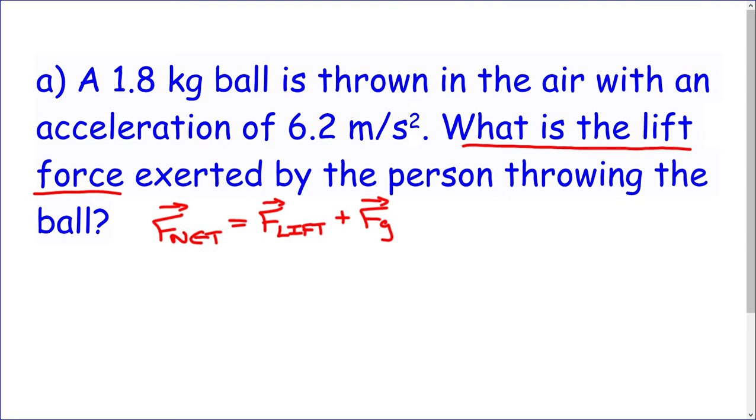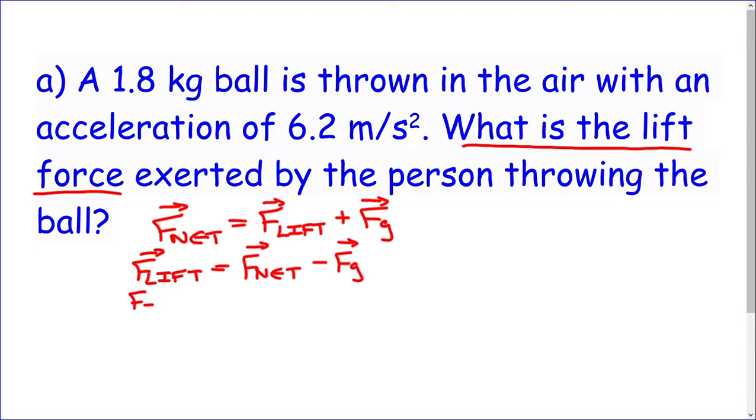This wants us to solve for the lift force, so let's just rearrange for the lift force. So F lift is equal to, and all I would have to do to rearrange for lift, because there's an addition, is subtract Fg over to the other side. So it's F net minus Fg. And so I have this idea now that I can solve for lift.